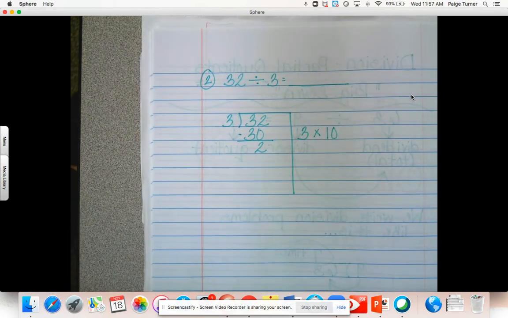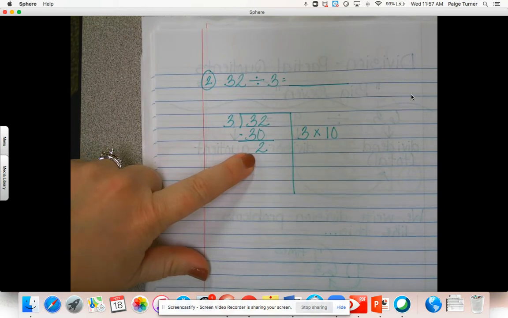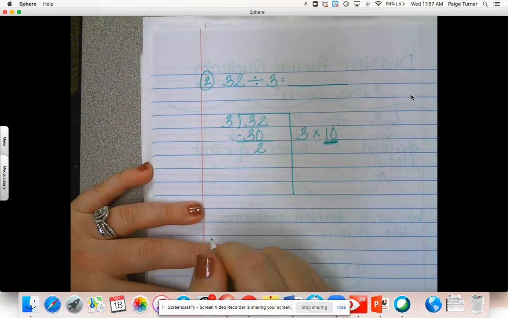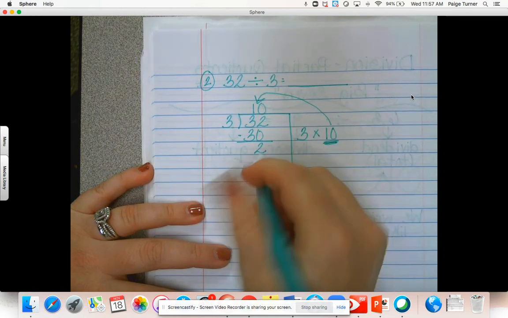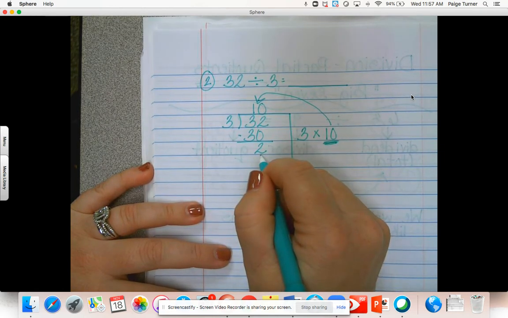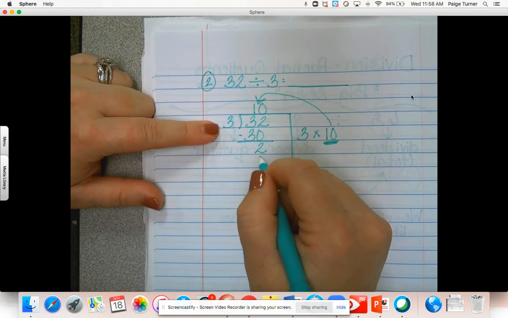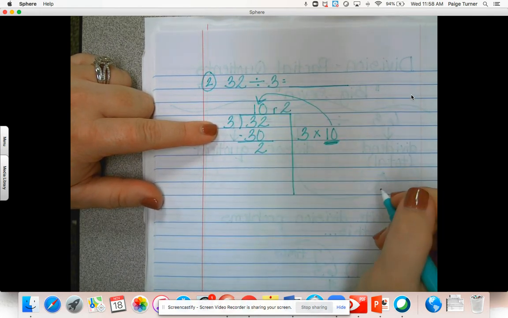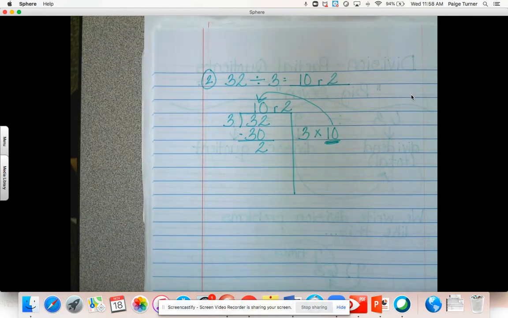So now we ask ourselves, well, what number times 3, again, is going to get us close to the number 2? Well, nothing, right? Because 2 is smaller than 3, so then we're done here. So this 10, that is your partial quotient. So we're going to plug this in where our quotient goes. And then this 2, that's your remainder. That's what's left over because that number is smaller than the number that we were dividing by. So there's nothing that we can do with it. So that's 10 remainder 2. Okay? You getting it so far?